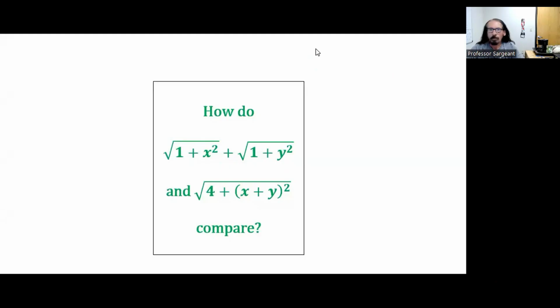This is something I've been wanting to take a look at for a while. Let's talk about looking at a math problem and exploring that problem and forming a conjecture. Here's the problem that we're going to take a look at.